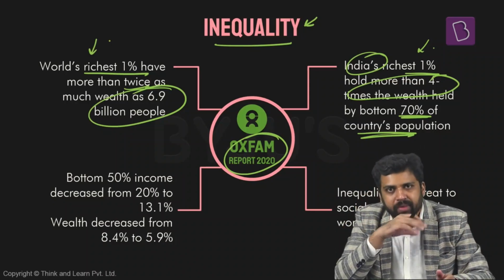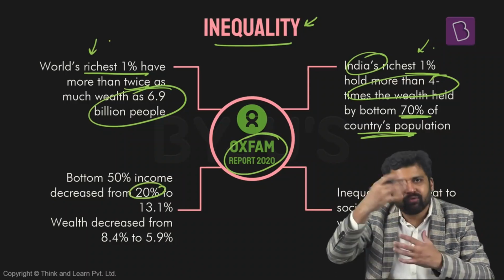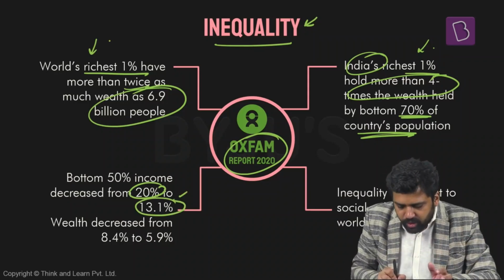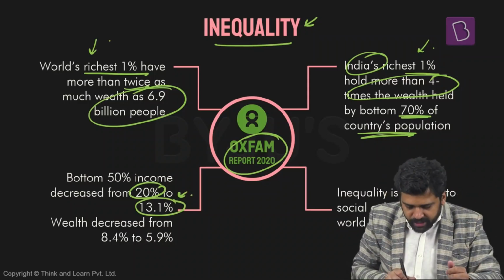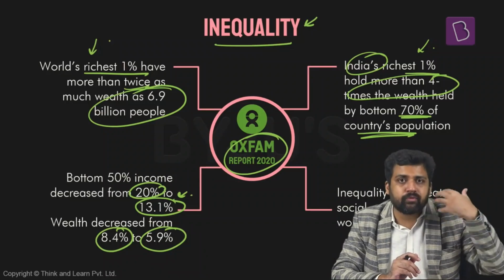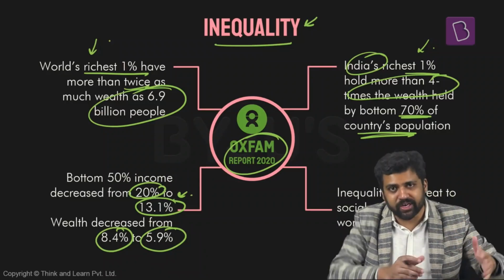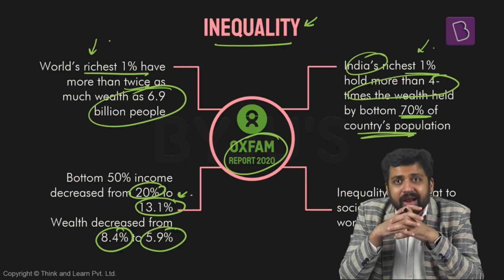If you look at 1991, at this point of time, the bottom 50% of the population, their income was 20% of the total income in that year. But now it is around 13.1%. The bottom 50%, their income was 20%, now it is 13.1%. If you look at the bottom 50%, their wealth has also decreased from 8.4% to 5.9%. And if you look at the income of the top 10%, it has increased. If you look at the wealth of the top 10%, it has also increased from 1991 to now. So this is something which is kind of interesting and I thought we should discuss.